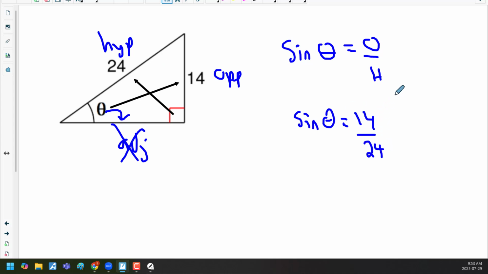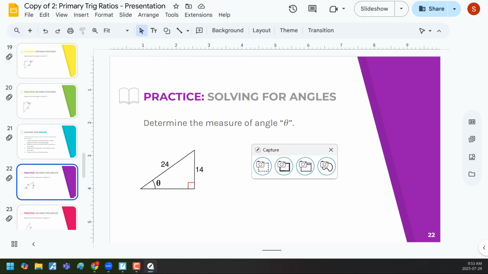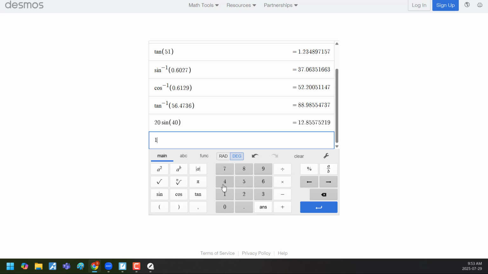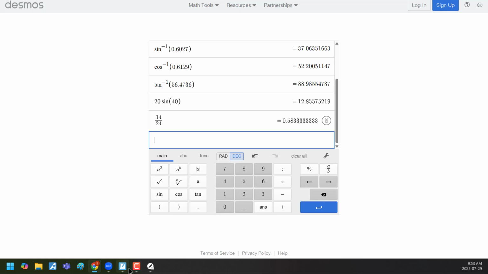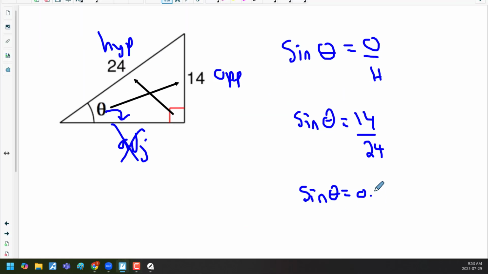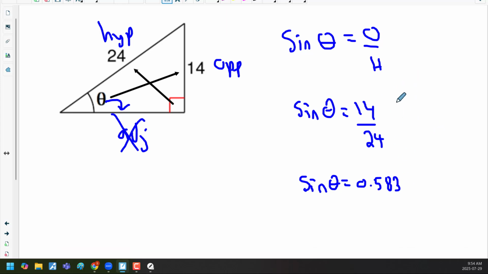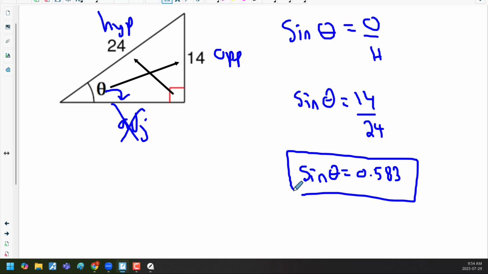So how do I do this? Believe it or not, we actually did this earlier. All you need to do is plug this fraction into your calculator and turn it into a decimal. So what is 14 divided by 24? Just quickly do that. I'm going to do that myself. It's 0.583. I always recommend keeping 3 decimal places. And now this should look very familiar. We've done an example like this.